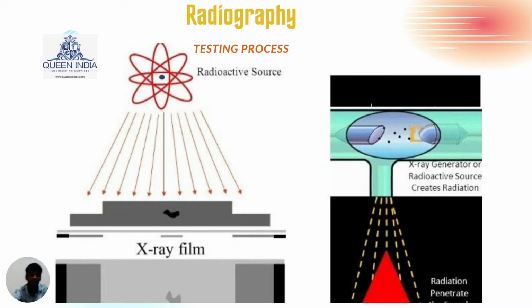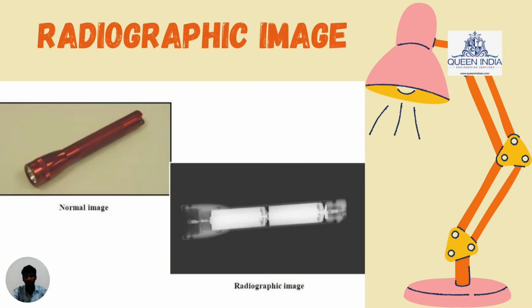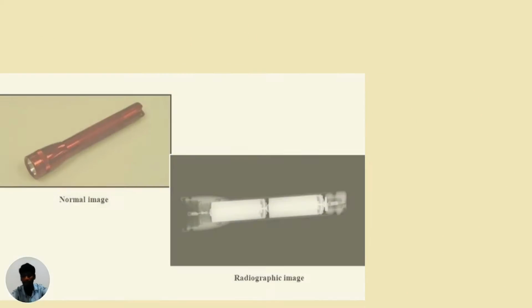That is the radiographic testing process. The radioactive source will expose the X-ray film. It passes through an object, and on the X-ray film the darkest area will show a defect. The electrons pass from the cathode to the anode, which is a negative charge of materials. When it passes, the ray will be produced, that means the X-ray. A radiographic image will be there. This is a normal image and a radiographic image.